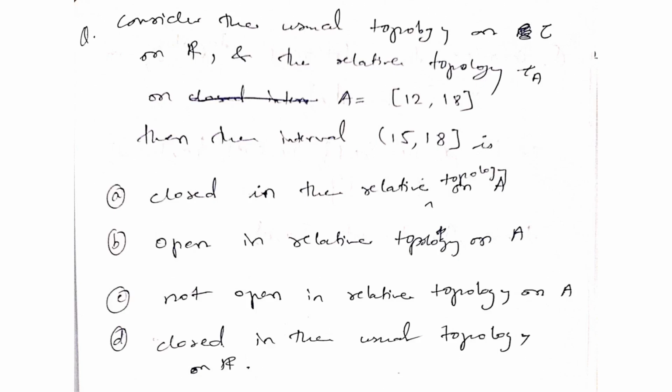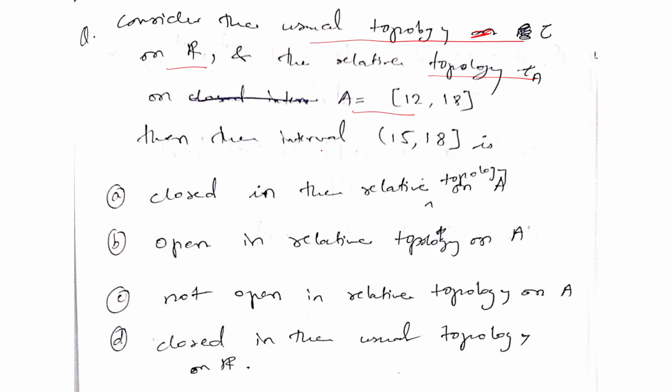So question number 2 is: consider the usual topology tau on R and the relative topology tau A on A, where A is the closed interval 12 to 18. So you have been given the usual topology tau on R and the relative topology tau A on A. The set A is given by the closed interval 12 to 18.